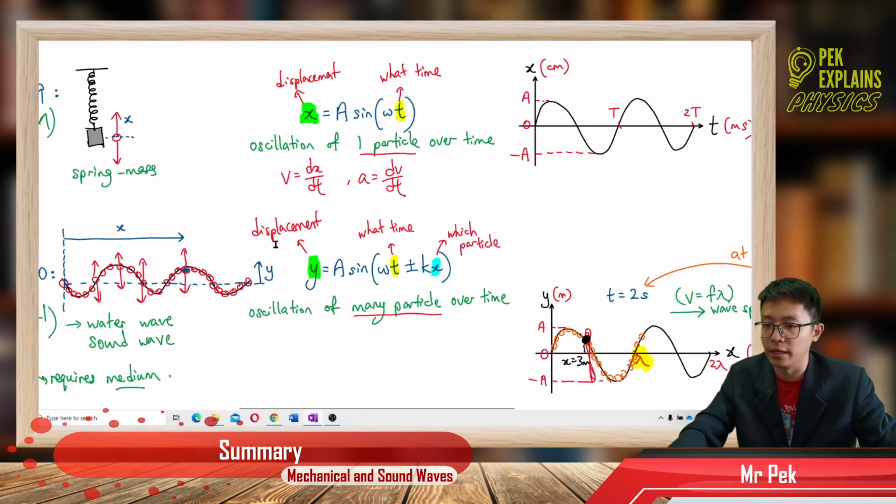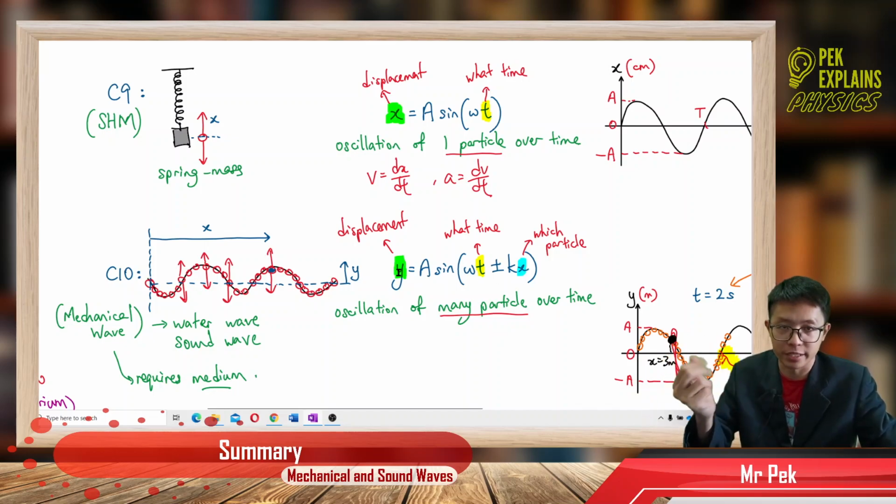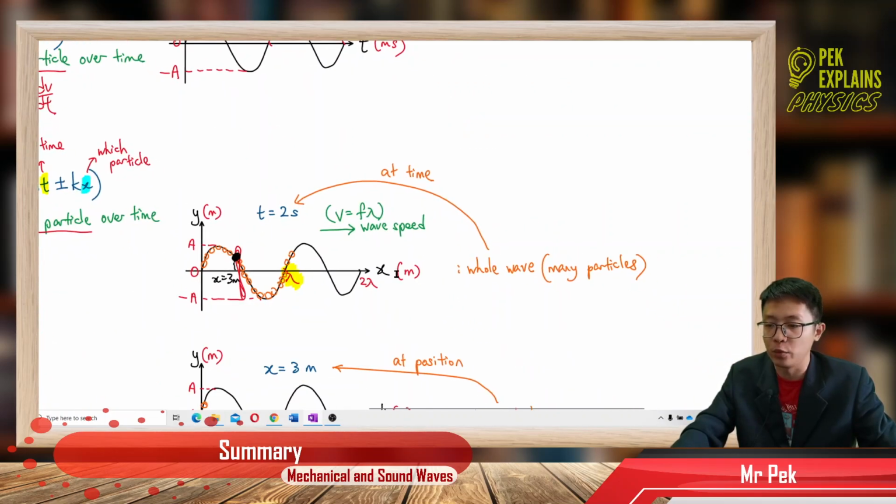So in chapter 9, we were concerned only about the oscillation of one particle. This time we consider the oscillation of many particles over time. That's why we have the extra kx here. x represents which particle you refer to. Which particle at what time has what displacement. That's what it means. Okay, and we have two graphs.